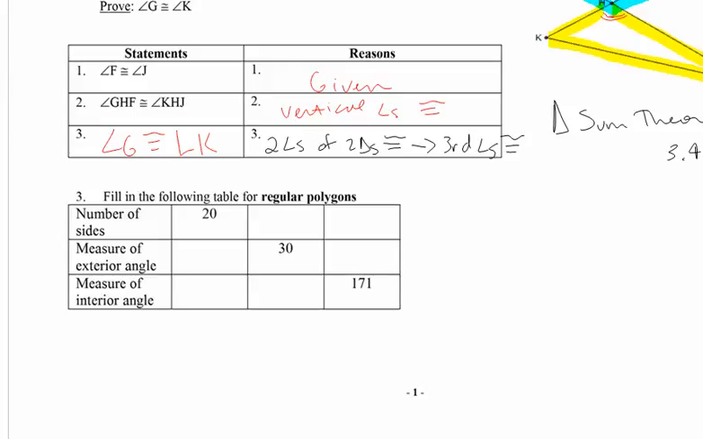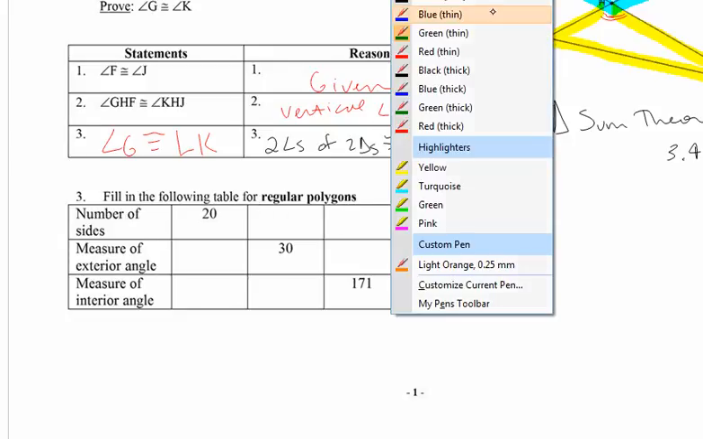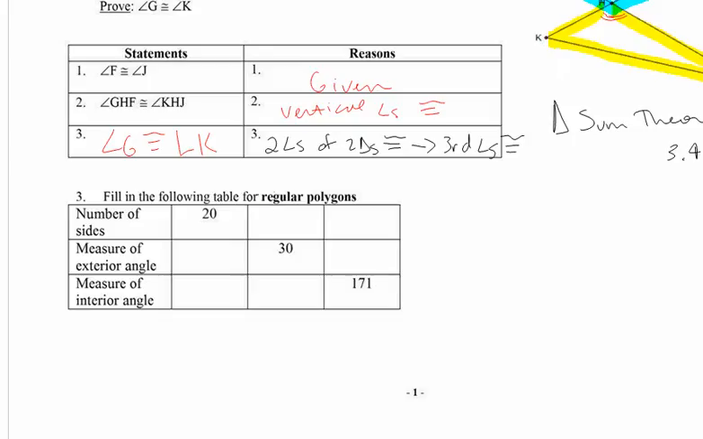Okay, this video is going to cover number 3 on Chapter 3 Test version 1. In number 3 we have a table. We're supposed to fill in some missing information about regular polygons. So let's recall that in regular polygons, all the sides are going to be the same length, and all the angles are going to be congruent.